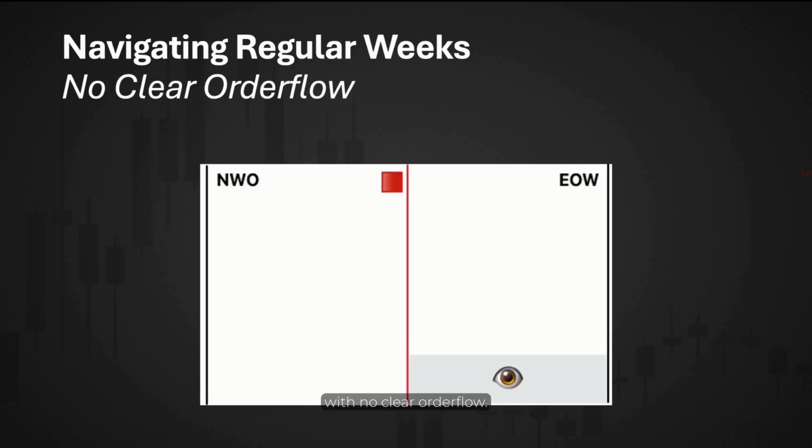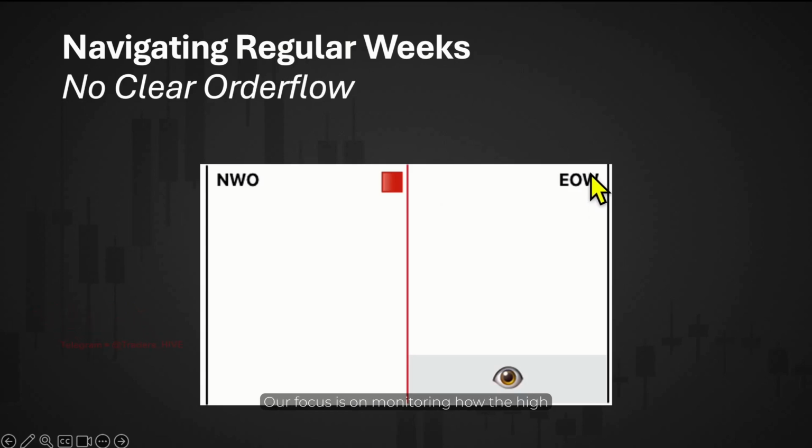Navigating regular weeks with no clear order flow. A regular week is again a week outside of the big three or any other big worldwide events. Therefore, when there's no clear order flow present in advance of this high impact news, we must anticipate that opportunities will present themselves after the high impact news. You can see in this schematic that we have the new week open right here. We have the high impact news showcased by this red line right here. And we have the end of the week.